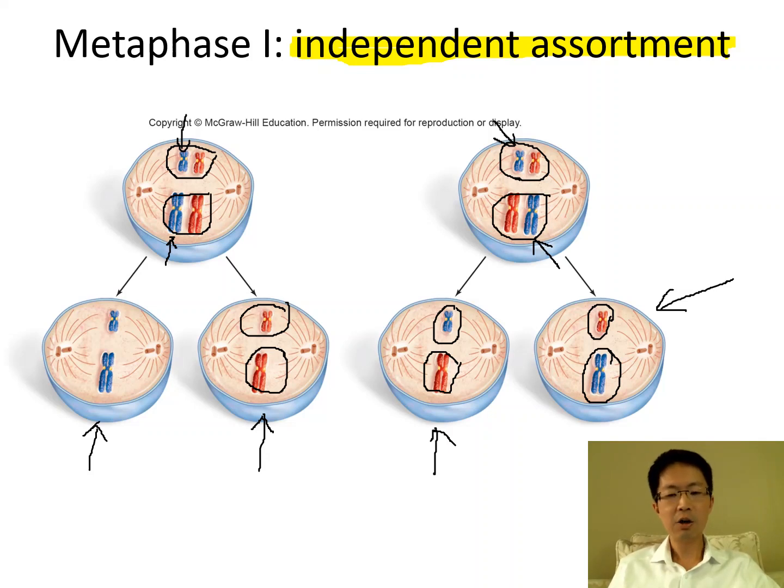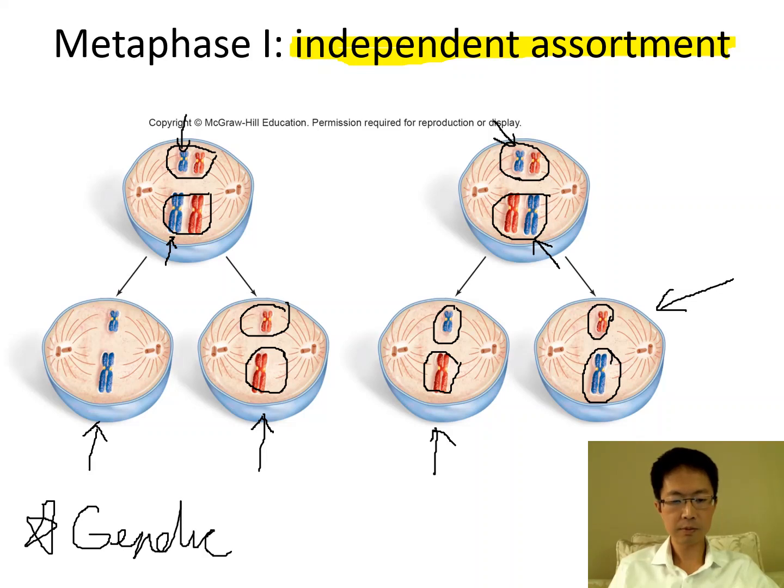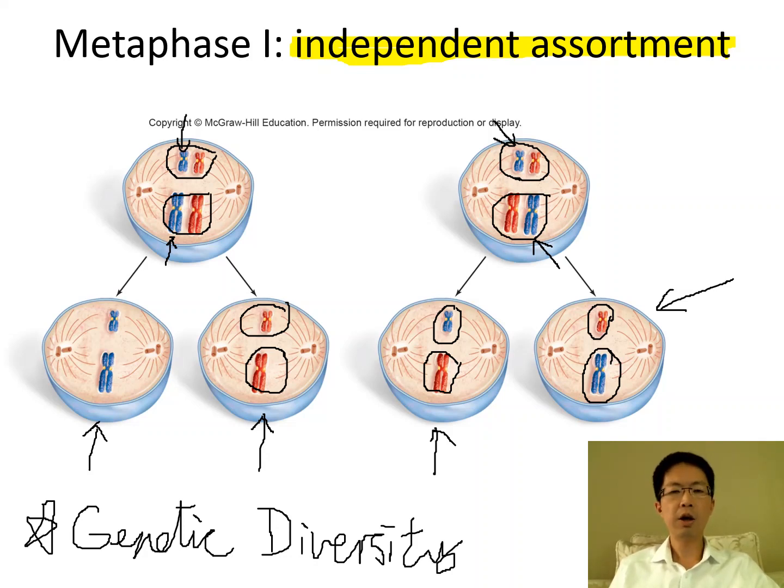So in this case, we call this independent assortment. It also increases the genetic diversity, meaning that the daughter cell will be different from the mother cell. Same as prophase I, the recombination or crossover produces daughter cells that are different from the mother cell and also different from your body cell. In here, independent assortment also does that.